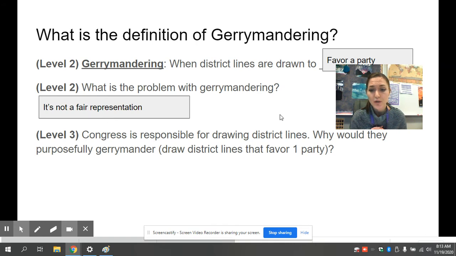Congress is responsible for drawing these district lines. Why would they purposefully gerrymander? So they do it really sneakily and they know it's wrong, but they still do it. Why would they do this? What's their motivation? Go ahead and think about it for 30 seconds and I'll reveal the answer so you can write it in your notes.